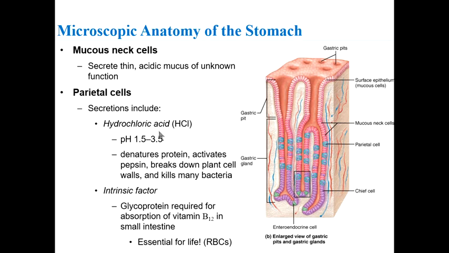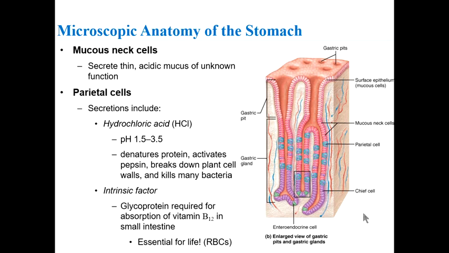which has an extremely low pH, and that's going to continue with the digestion process. Remember, the salivary glands started it, but the salivary glands only started the digestion of some starch. That was the salivary amylase. But now, with the hydrochloric acid in the stomach, it's going to denature proteins. It's going to activate pepsin, which we'll become familiar with very shortly. It also breaks down plant cell walls and kills many bacteria, so we have this hydrochloric acidic environment in the stomach which digests a lot of material here.